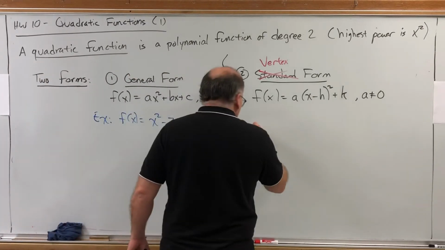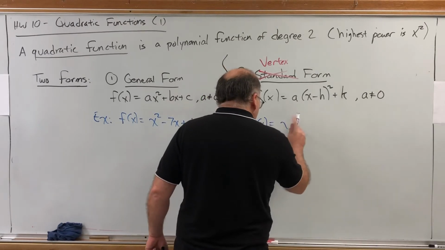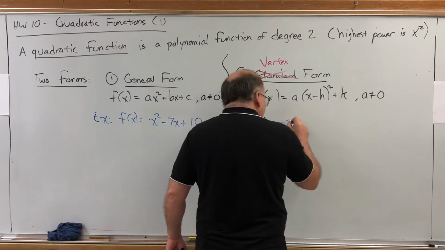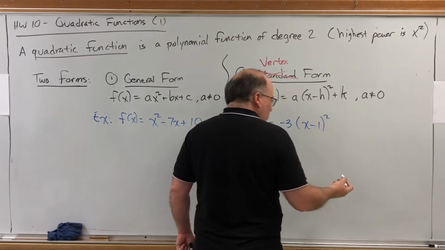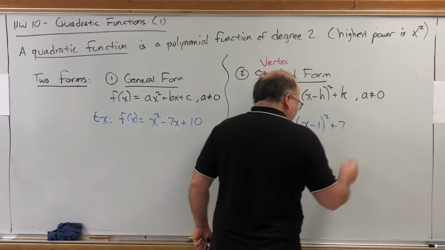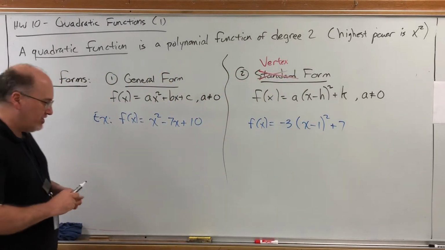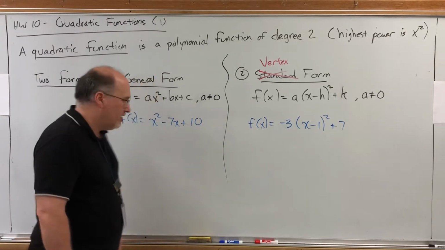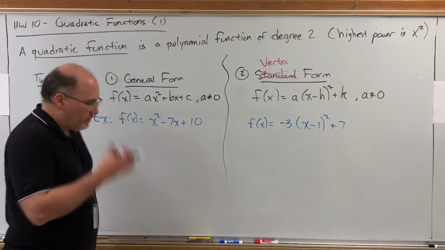Or we could have something like f of x equals negative 3 open parentheses, x minus 1 close parentheses squared, and then a plus 7 at the end. That would be an example of a quadratic equation in standard form, or as I like to call it, vertex form. So what are we going to be doing with these things?